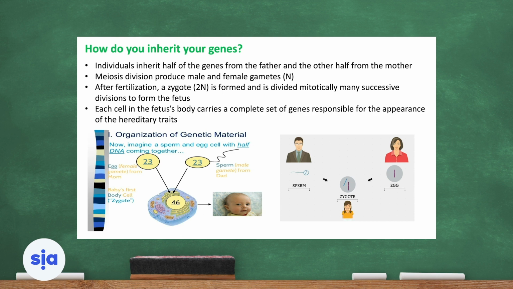Each cell in the fetus body carries a complete set of genes responsible for the appearance of hereditary traits. So, the mother cell contains half the genes, the father cell contains the other half of the genes. I'm talking, of course, about the gametes. And when they combine together, they will form a zygote that will grow after that into a fetus, and this zygote will contain the whole set of genes.